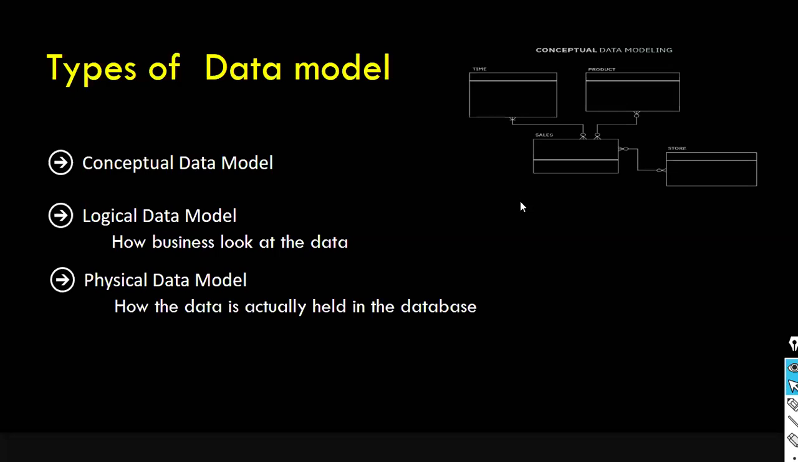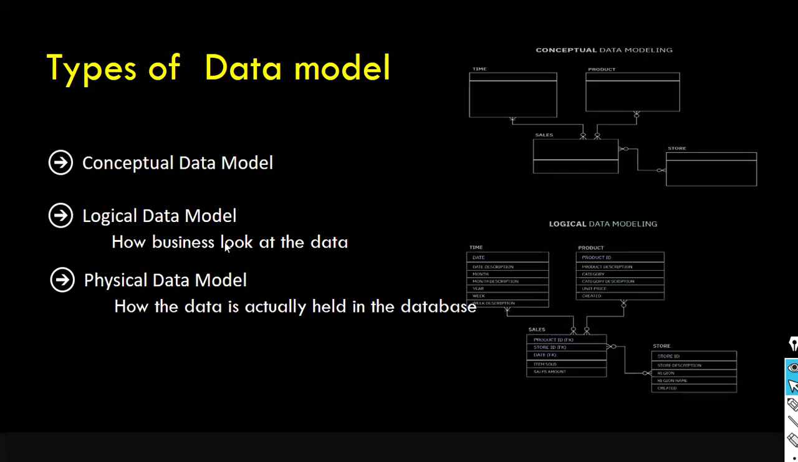As part of the conceptual data model, you understand what entities are there at a high level and their relationships within a grocery store. Next one is the logical data model. As part of the logical data model, we go one step further and we add additional details. Here, time, product, sales, store, and we have another table called customer.